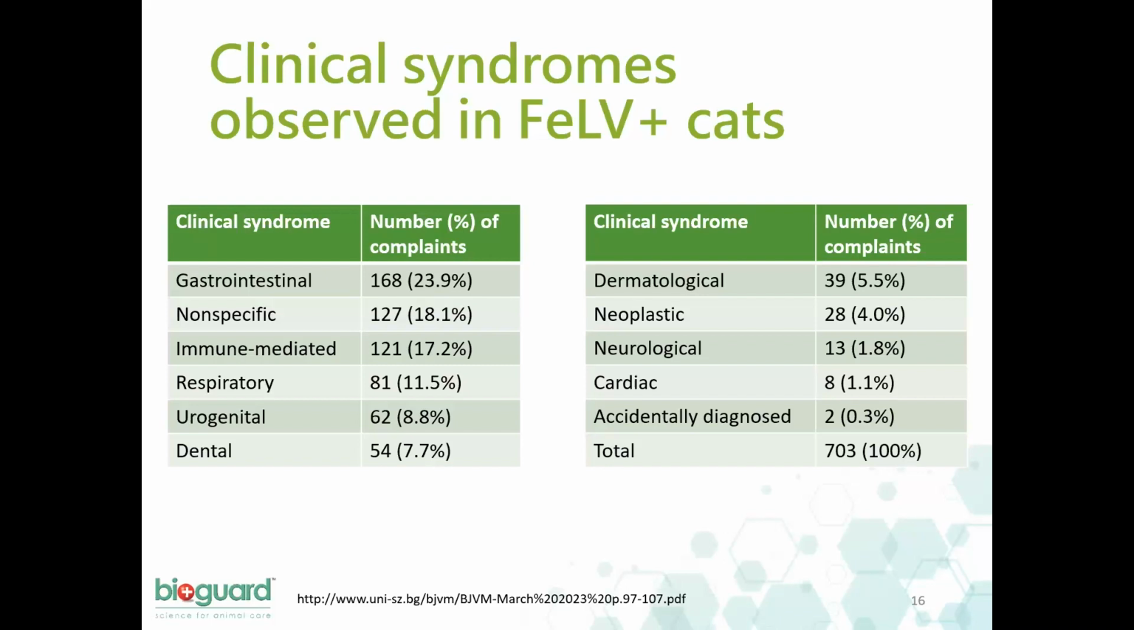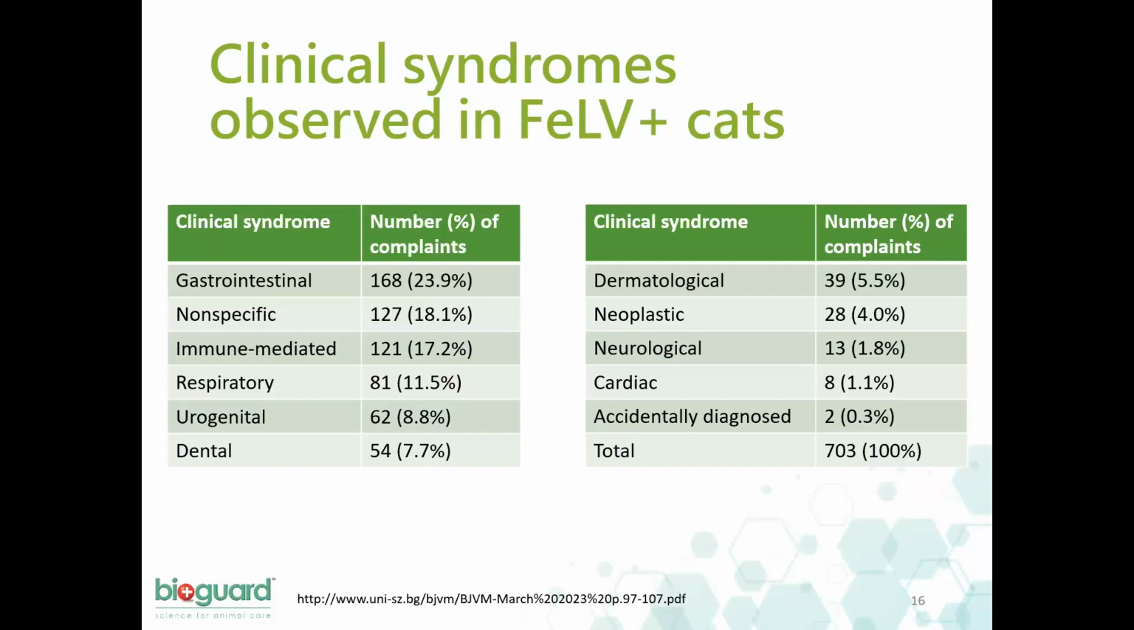For the immune-mediated, they are anemic. They have icteric and lymphadenopathy. Neoplastic lymphoma is the most common disorder observed during the study for the neoplastic part. For urogenital, urolithiasis is present. Dental is gingivitis, stomatitis, and gingivostomatitis, and also periodontitis.